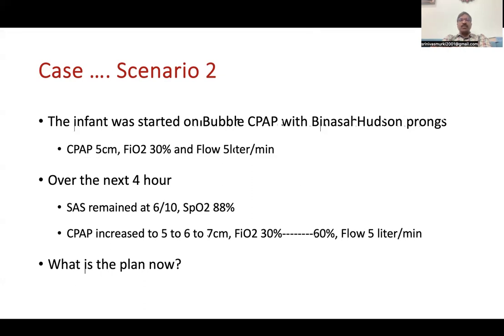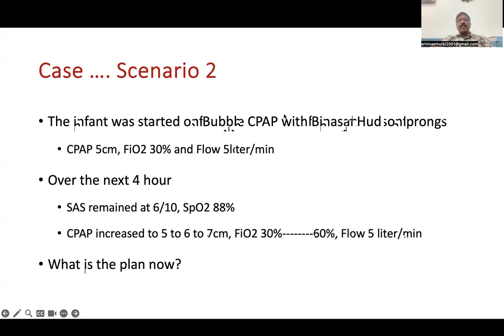So what do you do now? Suppose you start the baby on CPAP, the Silverman score is still more than 3, consistently above 3, and the baby is maintaining borderline saturation. So what will you do? Saturations are less than 90% and the Silverman score is still high. So what will you do?